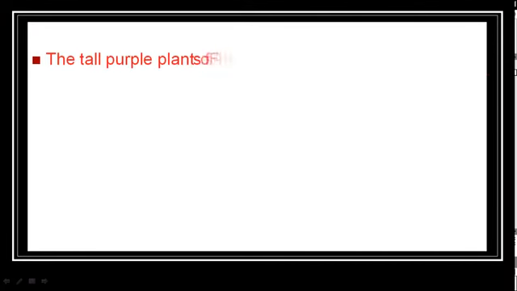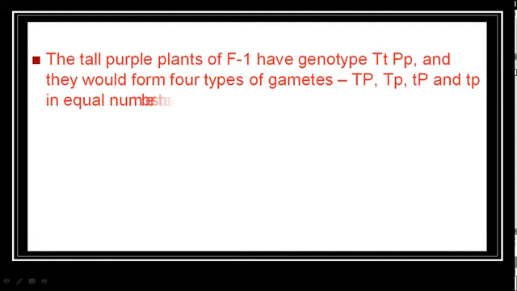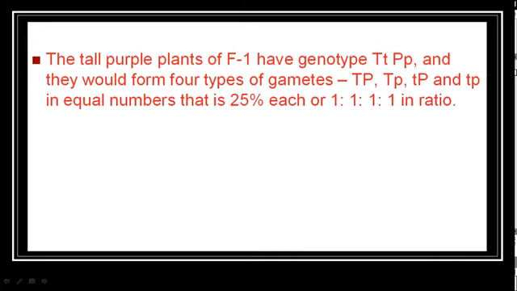Now come to see how it happens and why it happens. The F1 generation has genotype capital T small t.